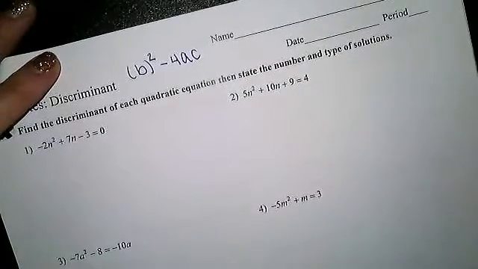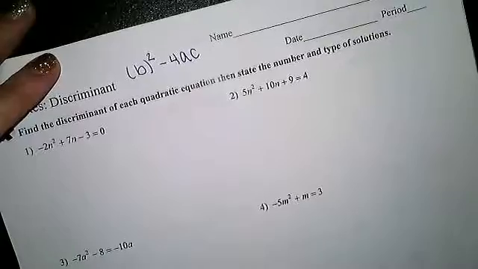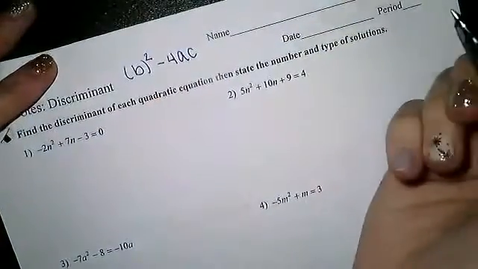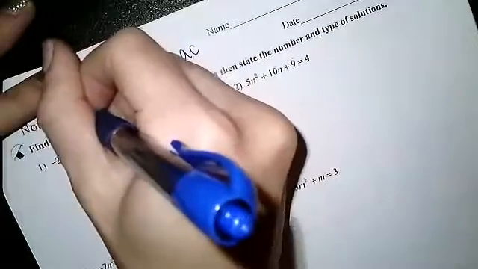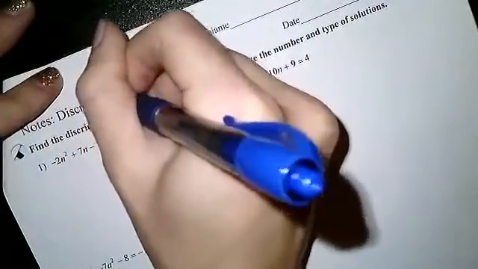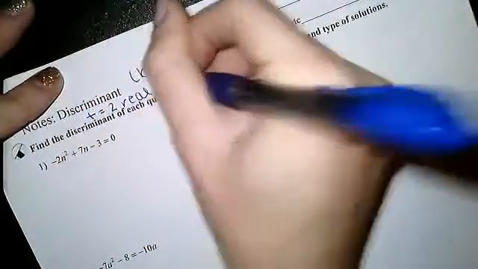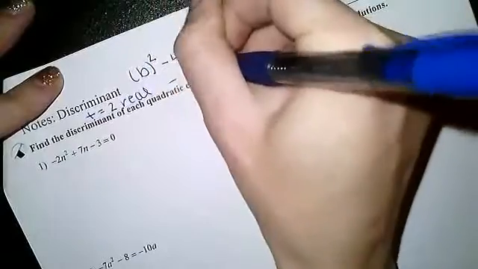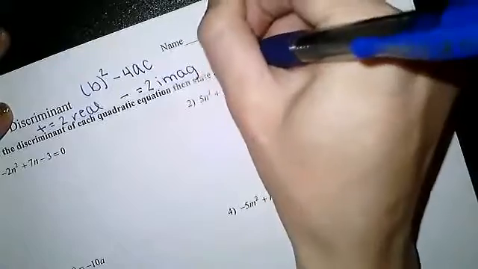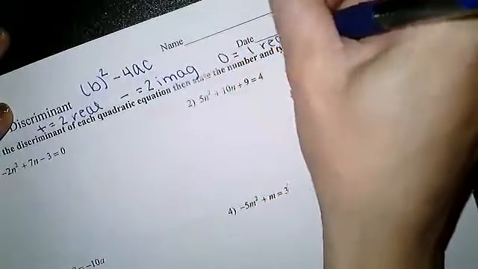So we're not doing the whole quadratic formula, we're just finding out how many solutions it has. And if the discriminant ends up being a positive number, it'll be 2 real solutions. If it ends up being a negative, it'll be 2 imaginary solutions. And if it ends up being 0, it's 1 real solution.